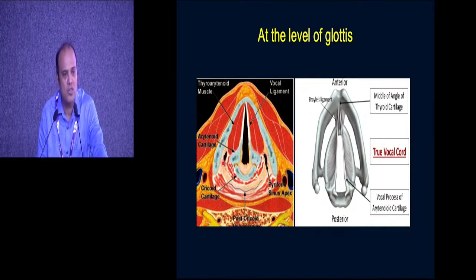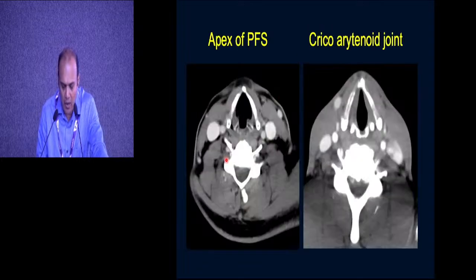Another important structure to bear in mind is that the apex of the pyriform sinus is also at the level of the true vocal cord. Now, how do you look for it in a CT scan? You have the thyroid cartilage here, the arytenoid cartilage here, and the cricoid cartilage. Yes, you are at the level of the true vocal cord. And you can see a very small hypodense area lateral to this area. Can you make that out? This is the apex of the pyriform sinus.